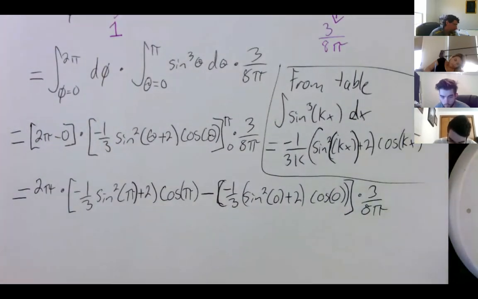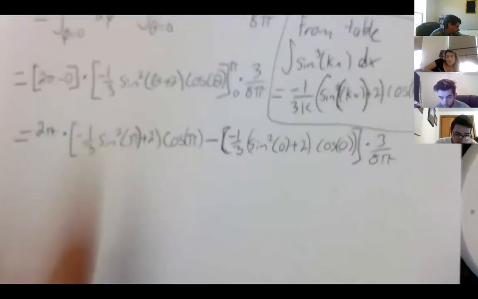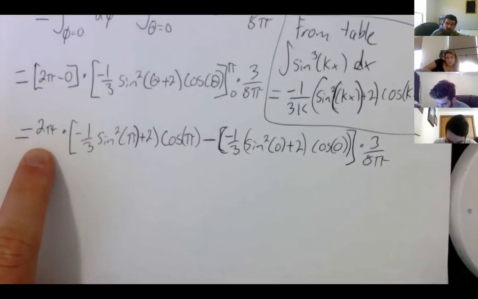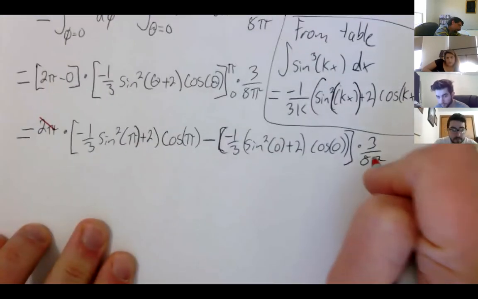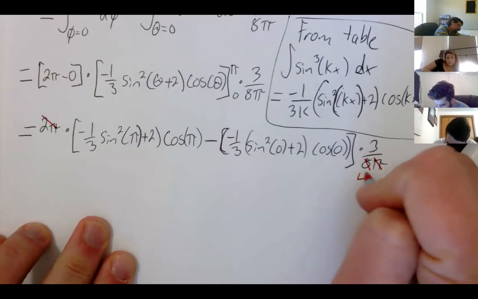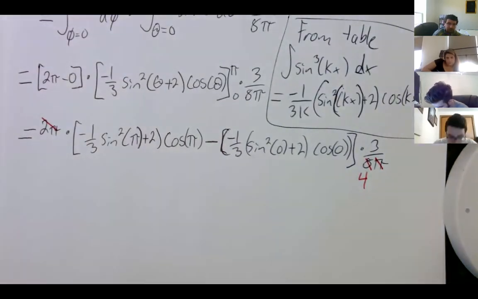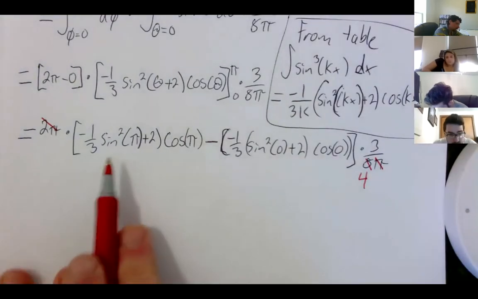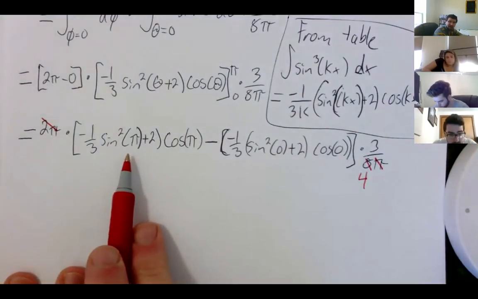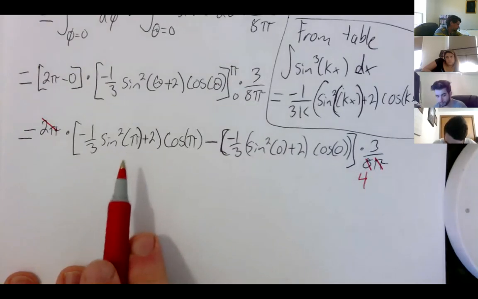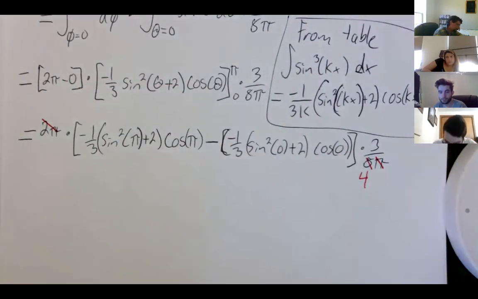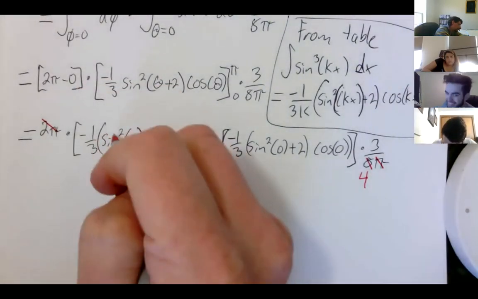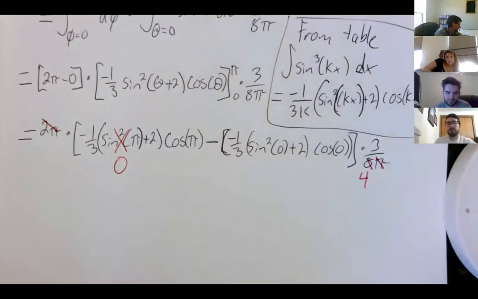Okay, let's simplify some of this. What can we do with this 2 pi? Simplify it with the 8 pi. Yep. Pi goes away. Left over with a 4 there, right? Okay. Sine squared of pi. One of those two are going to be 0 anyways, right? Yep. This guy is 0.